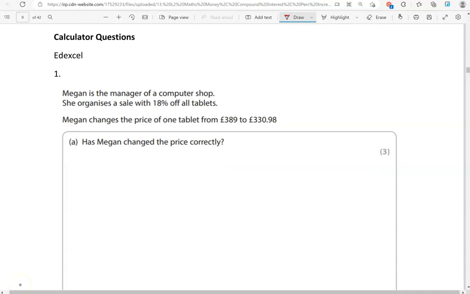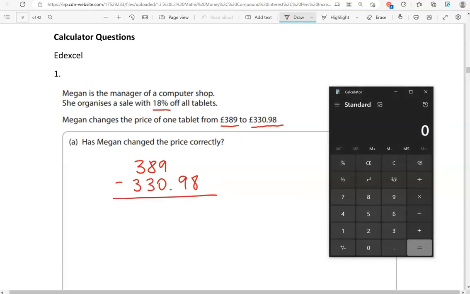Now we're moving to calculated questions. Megan is the manager of a computer shop. She organizes a sale with 18% off all tablets. Megan changes the price of one tablet from £389 to £330.98. Has Megan changed the price correctly? So she has changed this from 389 to 330.98. So if we take this away, we can work out the discount in pounds.